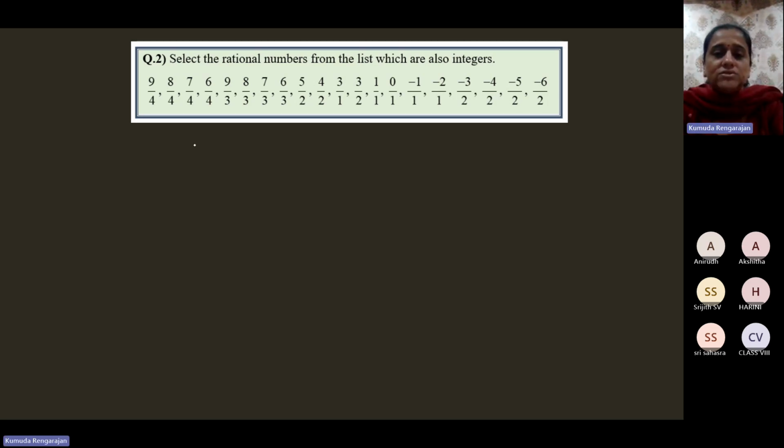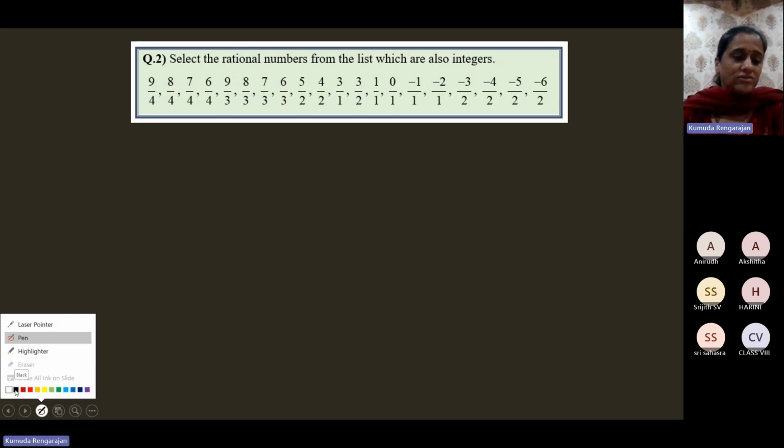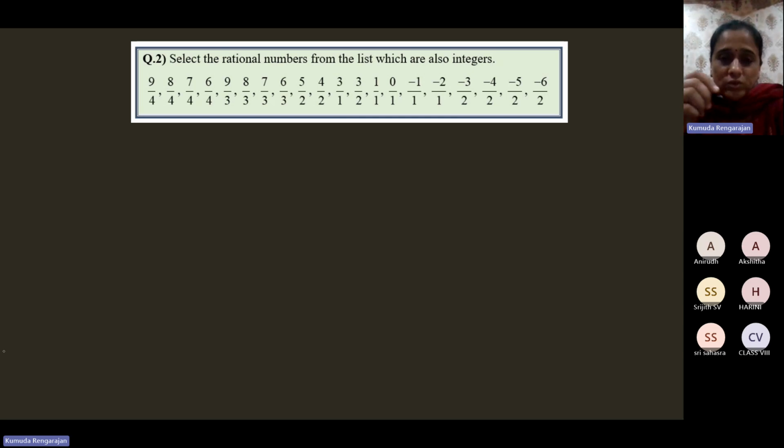Select the rational numbers from the list which are also integers. You understand the question, children? So when you say 9 by 4 is a rational number, it should also be an integer. You must select only such numbers.